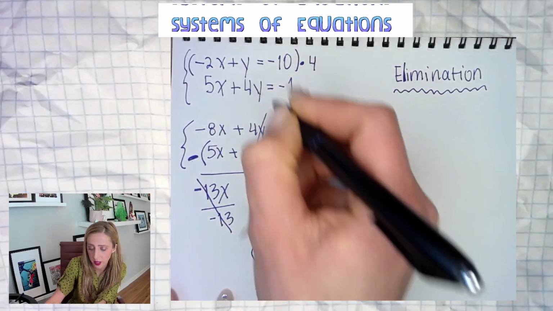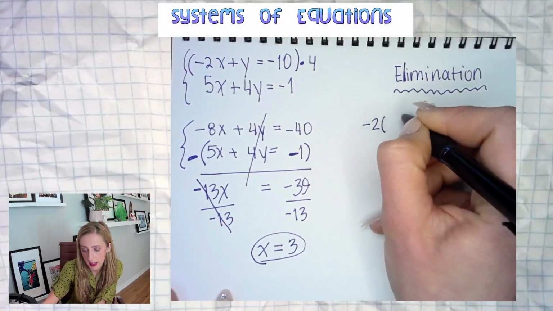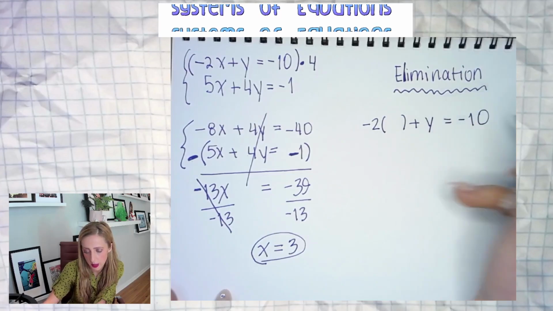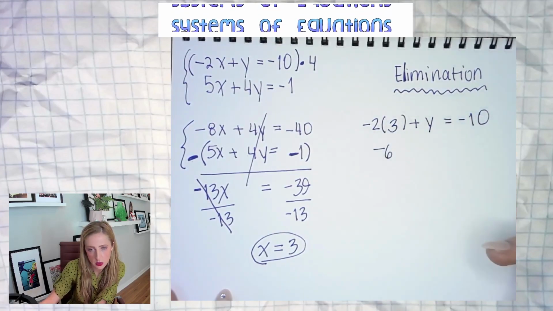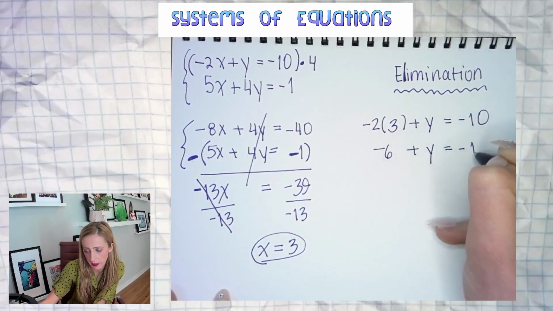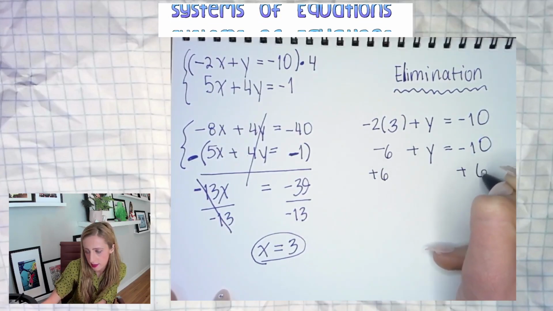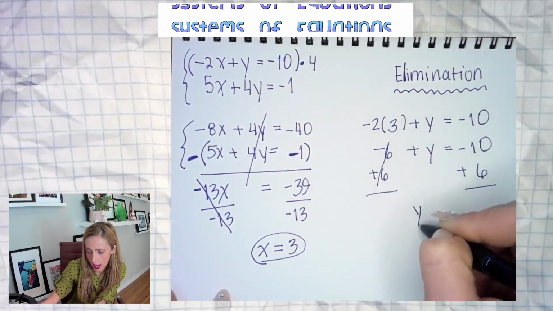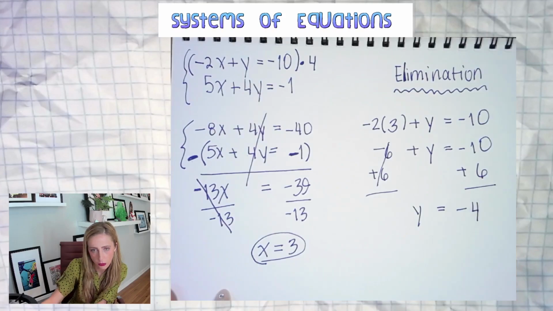Take that number and plug it into either equation and find the y value from there. So I went back to one of my originals. I'm going to fill 3 in for x. Negative 2 times 3 is negative 6 plus y equals negative 10. And then I'm going to add 6 to both sides. And I get y equals negative 4.